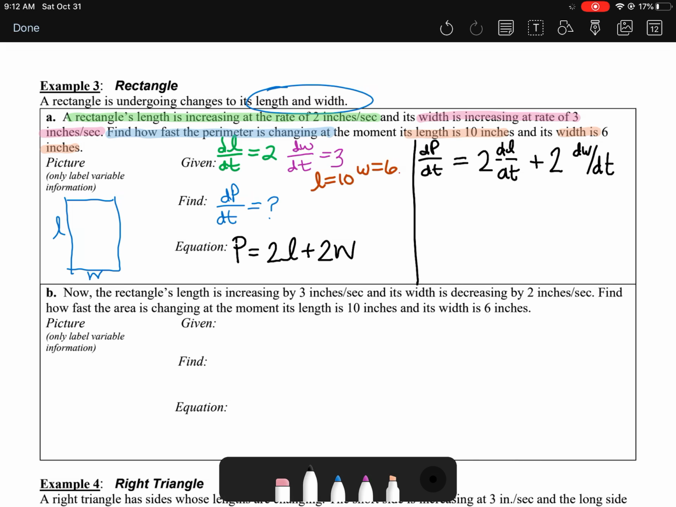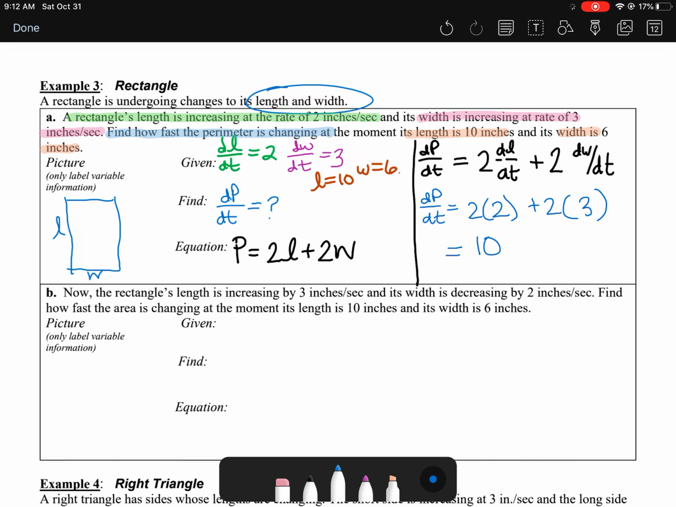Okay, so now we can plug it in. One of the key things with related rates is you don't want to plug anything in until you take the derivative. That's one of the most common mistakes with related rates. So write your information, draw your picture, write the equation, take the derivative, then plug in your information. We need to find dp/dt, so I'm going to leave that. So 2 times dl/dt, which is 2, plus 2 times dw/dt, which is 3. So this is equal to 10.